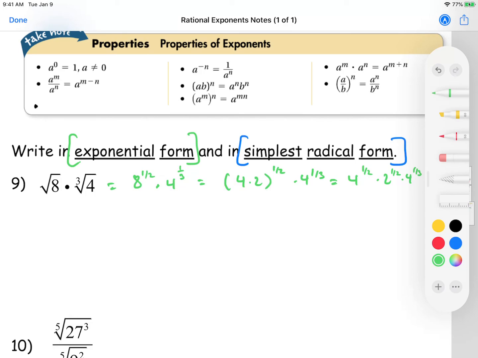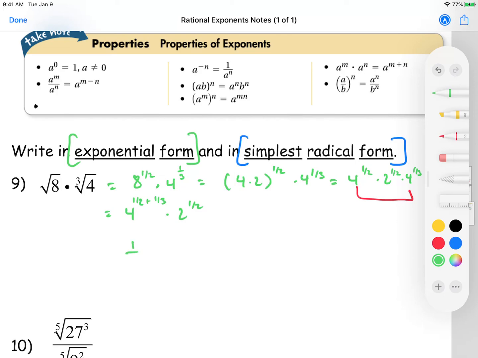Okay? Recognizing, oh, hey, that means we've got like bases here, so I can add those fractions. So then this becomes, right, 4 to the 1/2 plus 1/3 times 2 to the 1/2. Okay? 1/2 plus 2/3 is what?